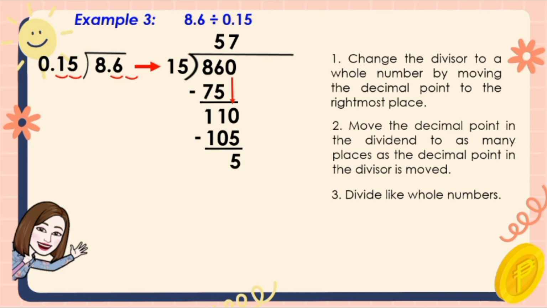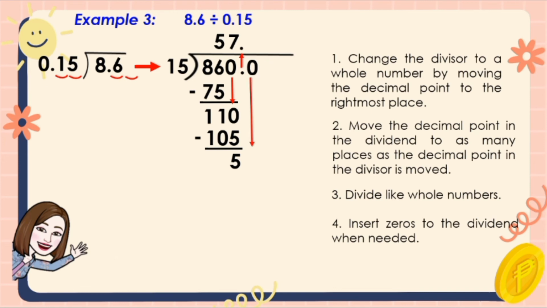So, meron po tayong remainder. Sa dividing decimals, hindi po pwedeng magkaroon ng remainder. So, ang gagawin natin, mag-add tayo ng decimal point. Ilagay po natin sa taas ng dividend. And then, insert tayo ng 0. Magdadagdag tayo. So, ang 5 magiging 50.